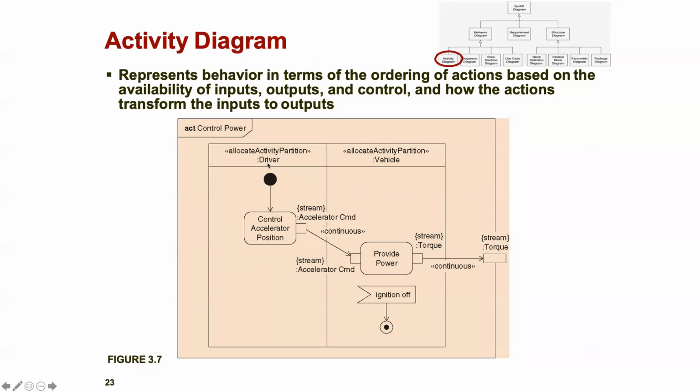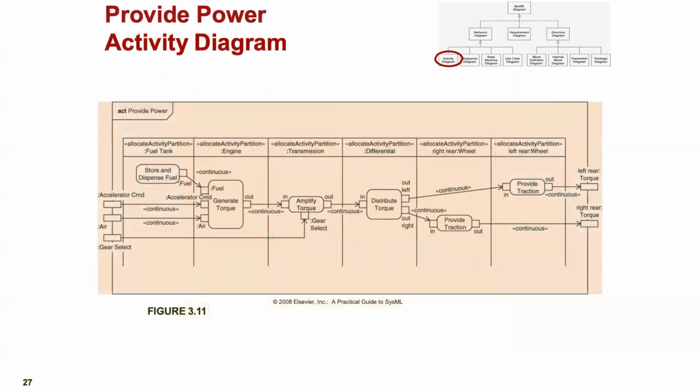So here we're showing an interaction between a driver and a vehicle. The driver controls the acceleration position. And as a result, the vehicle responds by providing the power. And that power then goes into the drivetrain that helps for the car to go forward as requested. We have a start, and then we have an end state here as well. And so when the car is turned off, it goes into an inactive state, is what we're trying to show.